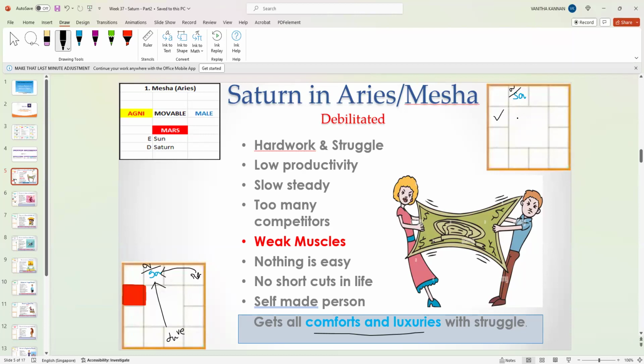Badhaka's owner is also Shani, right? I repeat this question again. Mesha Lagna, Saturn was placed in it. For the Mesha Lagna people, the 11th house is the Badhakasthana. Badhakasthana is Kumbha Rasi. The owner was placed in the Lagna itself. Now what will happen?